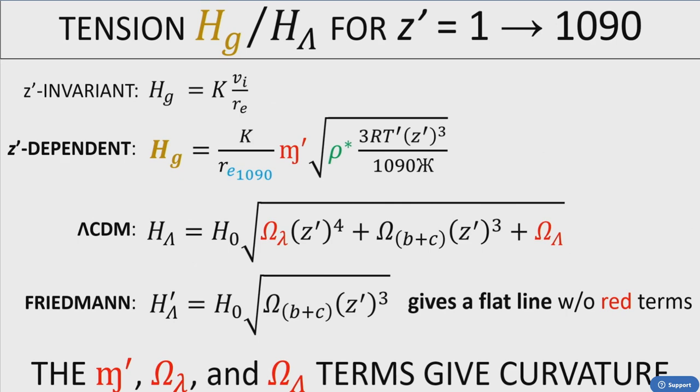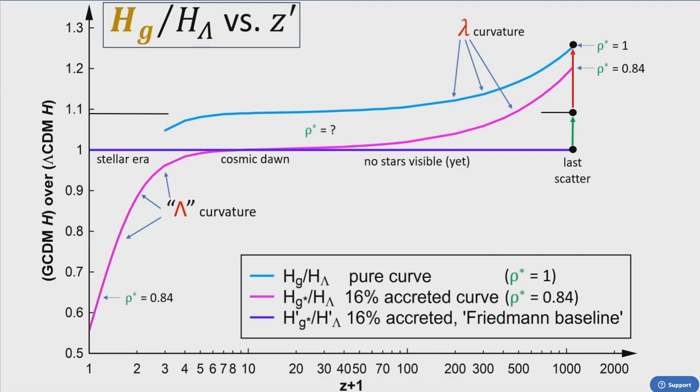When we then accrete 16% of the baryons, that tension disappears, and these models give identical results over the entire domain, Z equals 0 to 1089. The red terms give curvature, and that's shown here. All right, we have our light energy curvature on the right side, and then we have dark energy curvature on the left side. And that purple line at 1, that's what I call the Friedmann baseline.